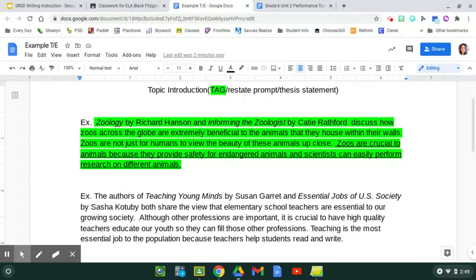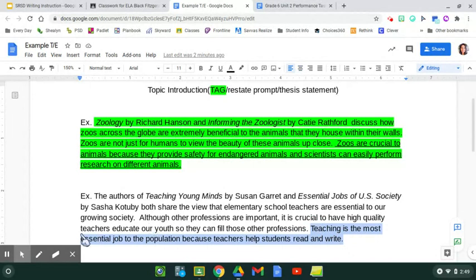So now I know I have my titles, I have my authors, and I have the gist of what those texts are about. Now I want to look for my thesis, because the thesis is usually where the prompt has kind of been restated or recycled. And remember, your thesis is usually the last sentence of your topic introduction, your first paragraph. So I'm going to go to my last sentence, which is right here.